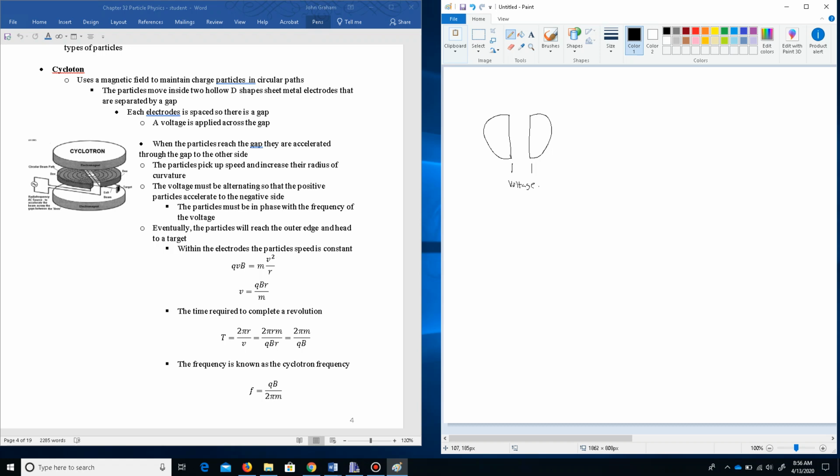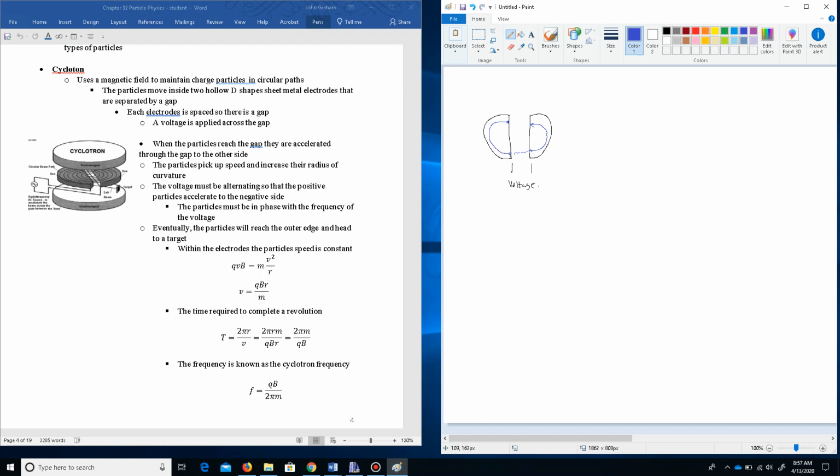As the particles move, let's say this, I'll draw this in a different color. This is a particle that moves through. It would eventually reach the gap. When they reach the gap, they are accelerated through the gap onto the other side, and then they move again.